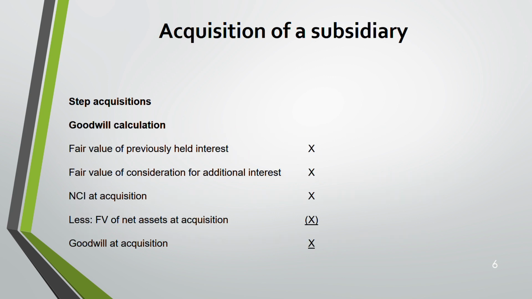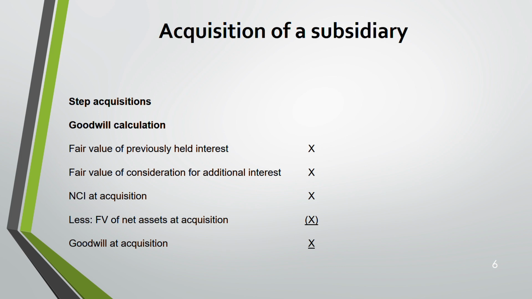Now, this is the pro forma. This is how you calculate goodwill. First, this is for step acquisition. We know normally how we calculate goodwill, but if it's a step acquisition, this is how goodwill is calculated. Little changes there. You add with your consideration, okay? Fair value of previously held interest plus fair value of consideration for additional interest. That means when you have got the control. Add both. And NCI also you add, and deduct your fair value of net assets at acquisition.